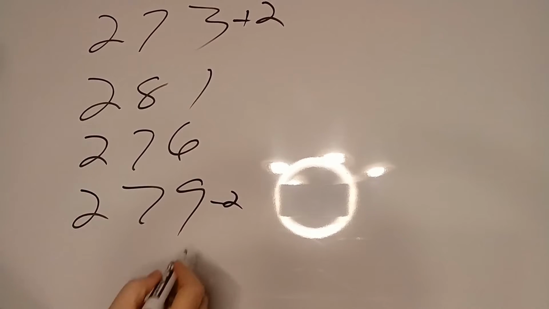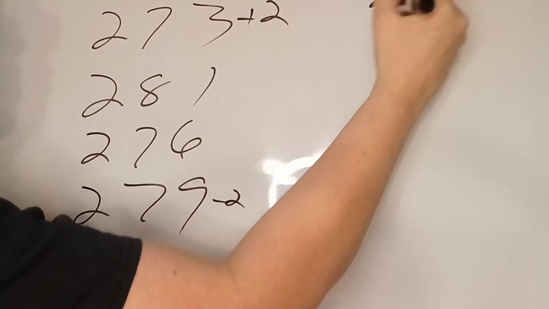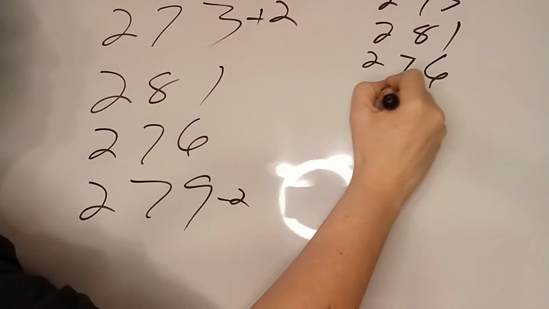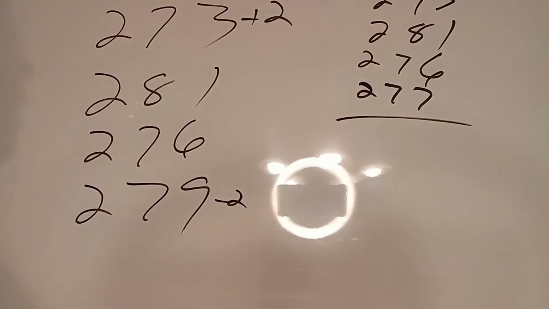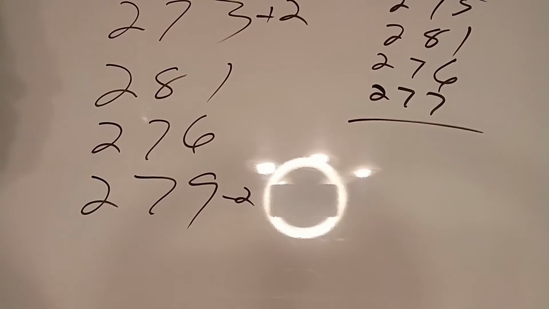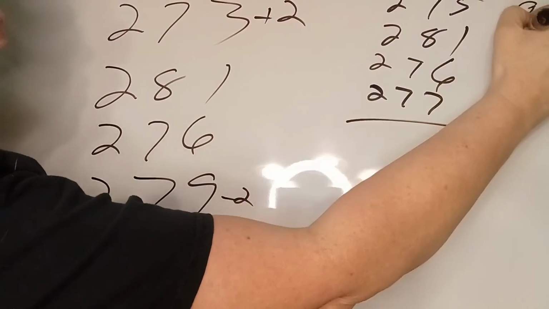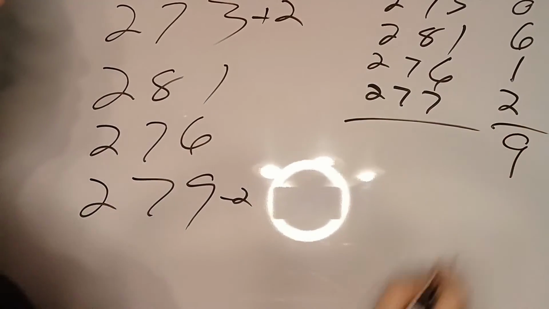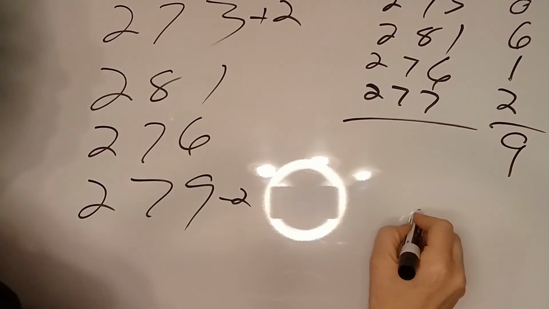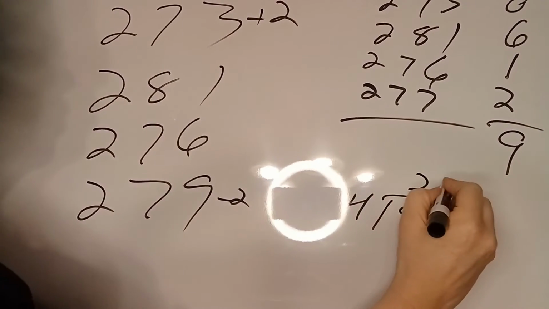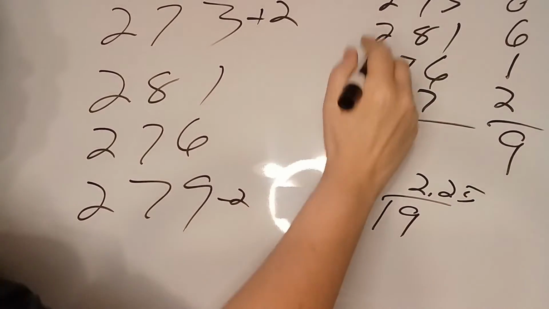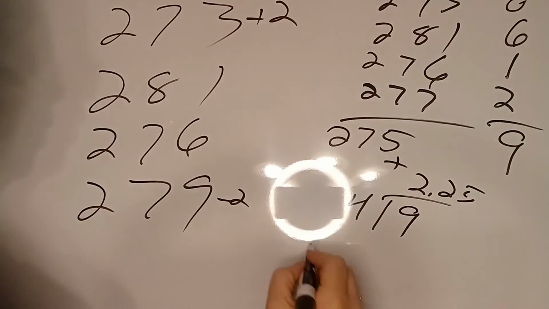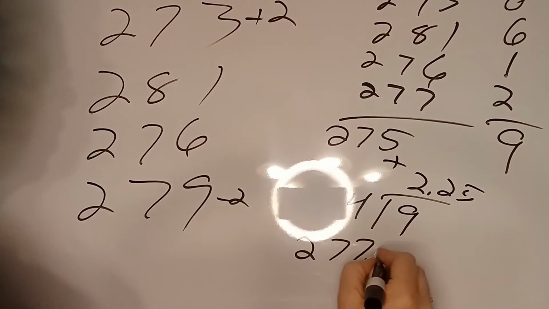Okay? That gives us 275, 281, 276, 277, right? Now we can subtract that 275 out and we get 0, 6, 1, and 2. All right? So 9 divided by 4 is 2 1/4. We had taken out 275, so we add in this 2 1/4, and we get an average of 277.25.